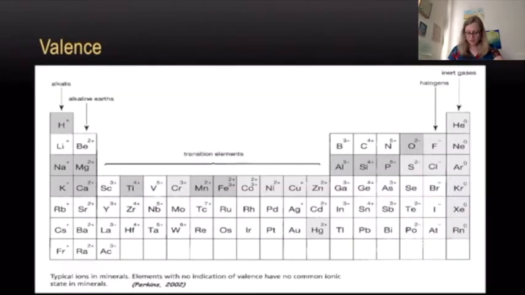This is an interesting chart right here. Oh, do I have this one? No, I'll animate it later. So on this chart, we can see that we've got certain charges. So there's boron, and it tends towards having a positive 3 valence. Let's see here, fluoride tends towards having a negative 1 valence.